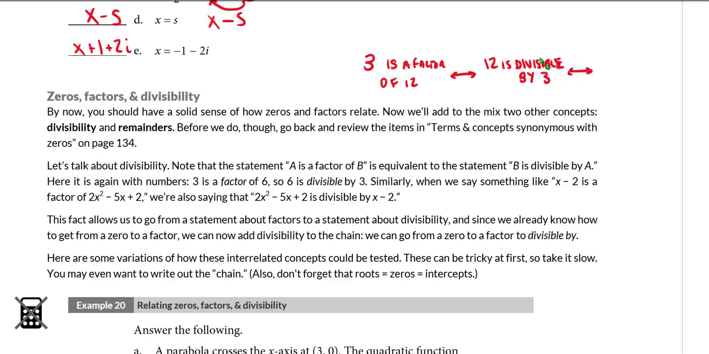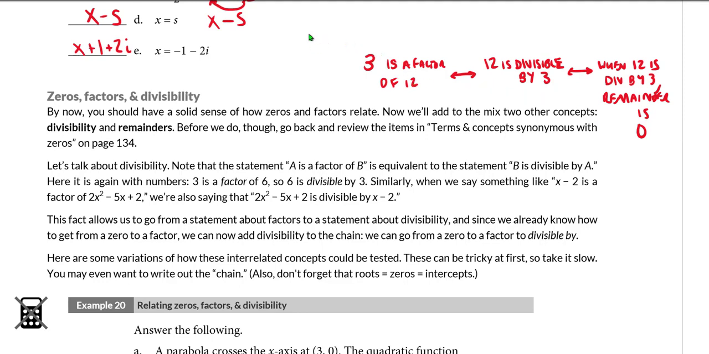And by the way, since we're about to talk about zeros, factors, and remainders in another page or two, that was also the same as saying that when 12 is divided by 3, the remainder is 0. These are just 3 ways of saying the same thing.